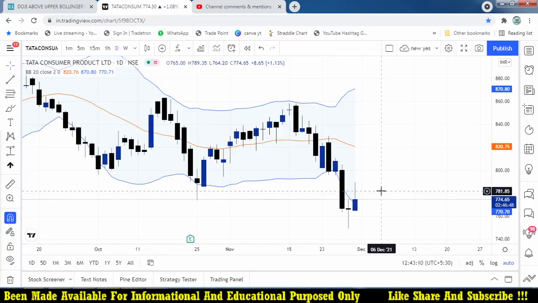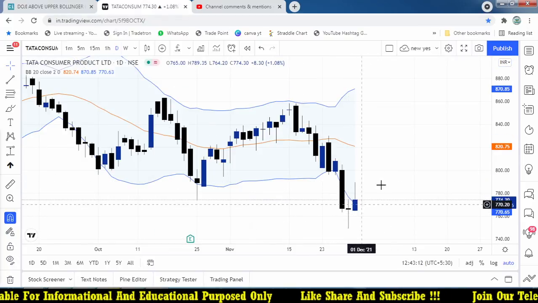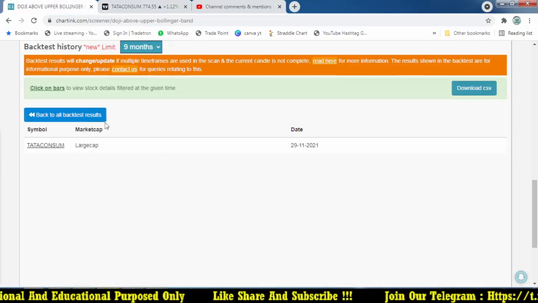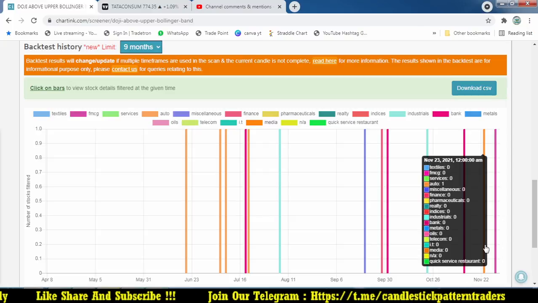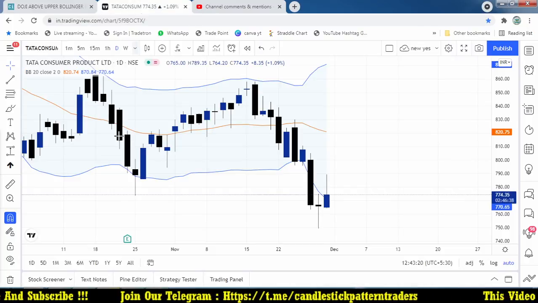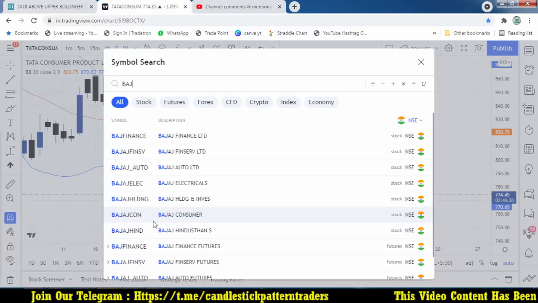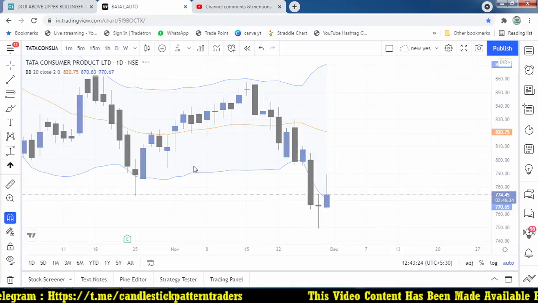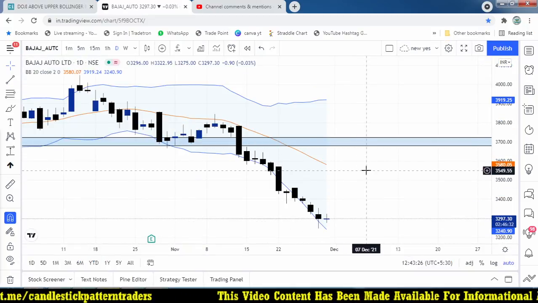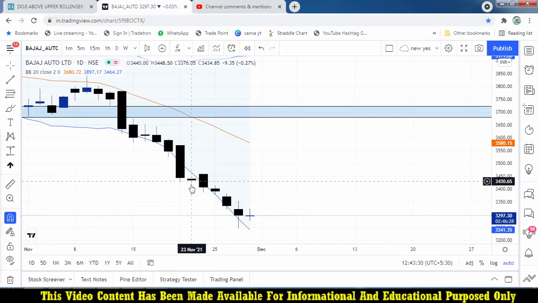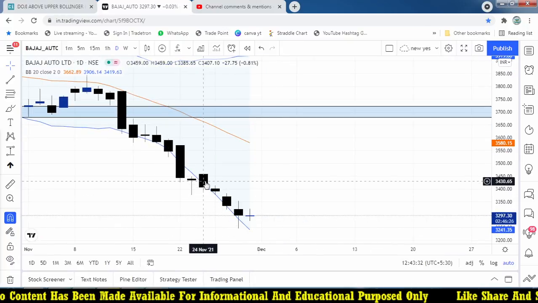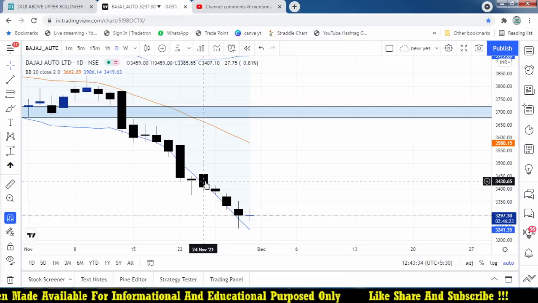Let's see. This is the one which is present recently at the lower Bollinger Band, and the second one is forming around the 23rd. Let's see what the stock is. Bajaj Auto. Where the 23rd is, maybe a stop loss, but the next day there is a gap opening, and also it is an open high.